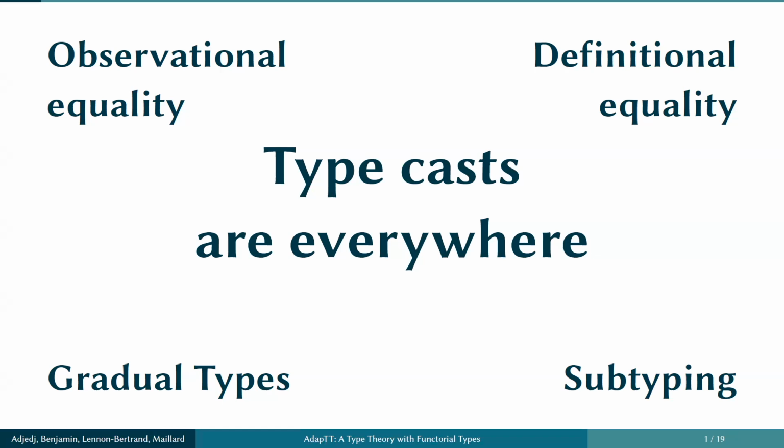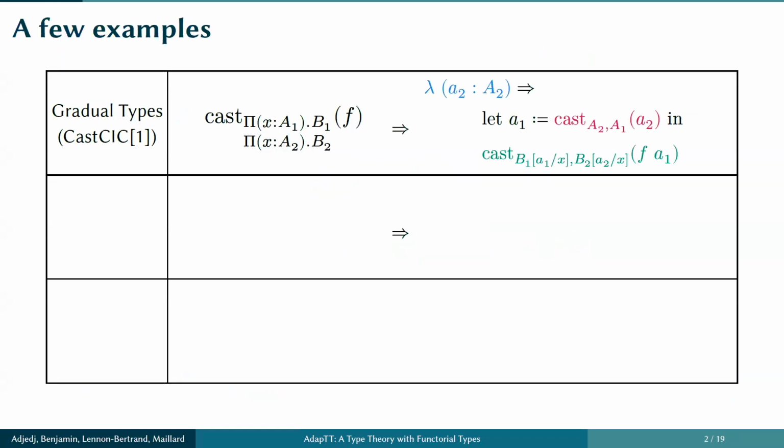But if we zoom in a tiny bit on a few different examples of some dependent theories, we can look, for example, at gradual type theories, in which we have some notion of cast. And if we look precisely at pi types, we can see that the cast between two pi types is going to correspond to some lambda abstraction in which we'll do one cast from A2 to A1 and then a cast back from B1 to B2.